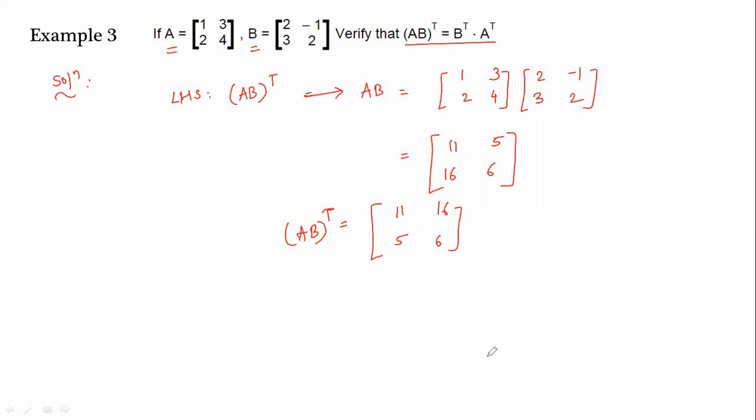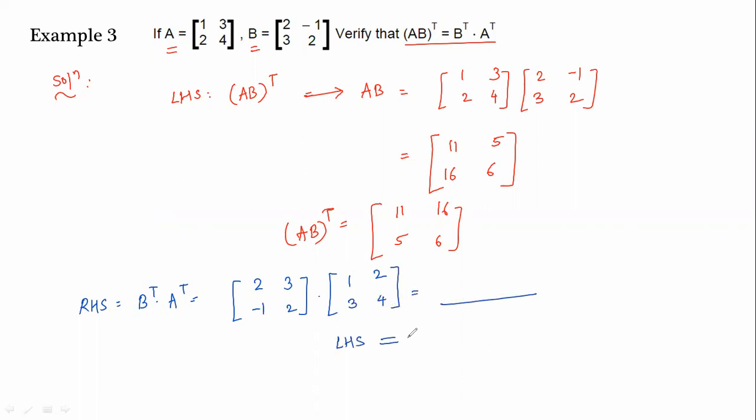Okay. Now what is the RHS given to you? Check the RHS. See, B transpose into A transpose. What will be B transpose? It will be [2, -1; 3, 2]. This is B transpose. Into what will be A transpose? First row you have to write as first column. Second row you have to write as second column. Find out this answer and prove LHS is equal to RHS or not. Okay, you should get RHS as 11, 16, 5, 6 only.